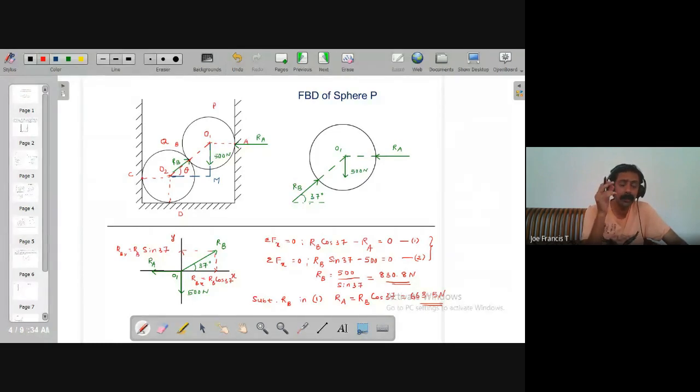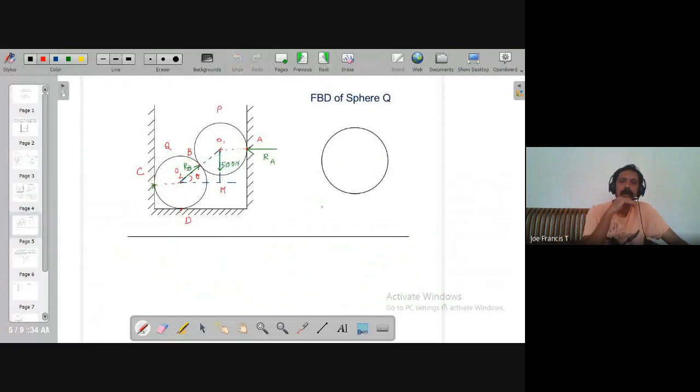Draw the free body diagram of sphere Q. Here, when we go for the free body diagram of sphere Q, again we identify the various forces that are acting on sphere Q. So again, let's mark all these forces. The first force is, of course, its weight. The weight is acting downward from the center of gravity.